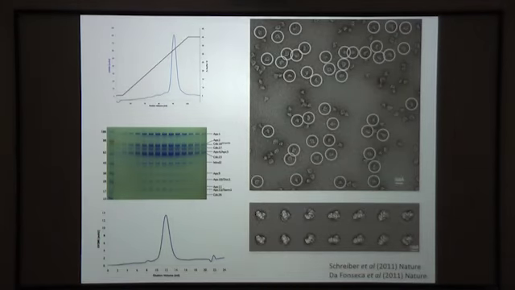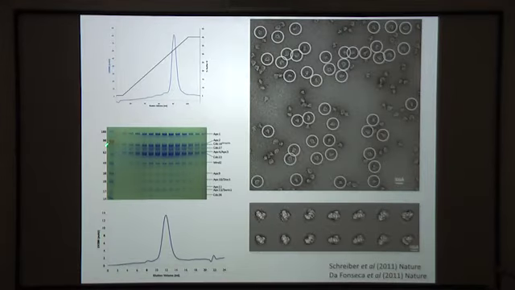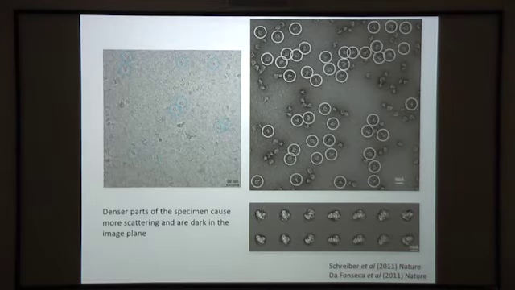So here's an example. This is a few years old from David Barford's lab. This is the anaphase promoting complex, where there's evaluation of this sample by SDS-PAGE, by chromatography. And here are some beautiful negative stain images with discrete individual particles. So this really shows that it's homogeneous. And just to remind you, it's the denser part of the specimen that causes more scattering, and that's why the stain is scattering here. The protein appears white, whereas in cryo, the protein appears black.